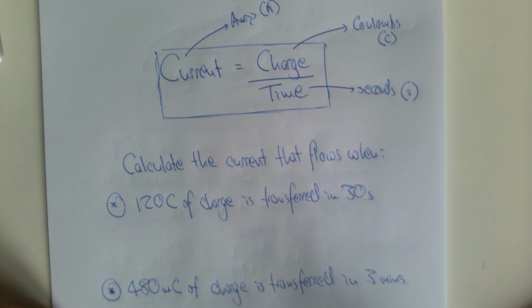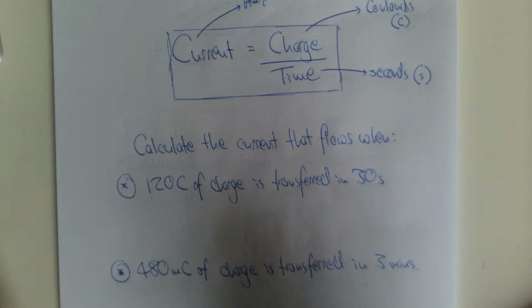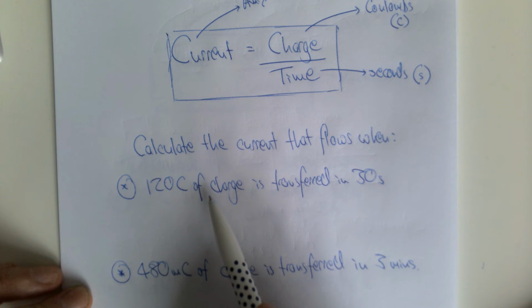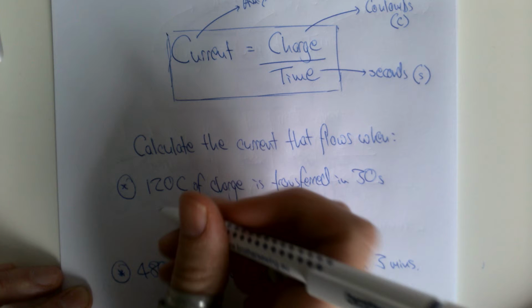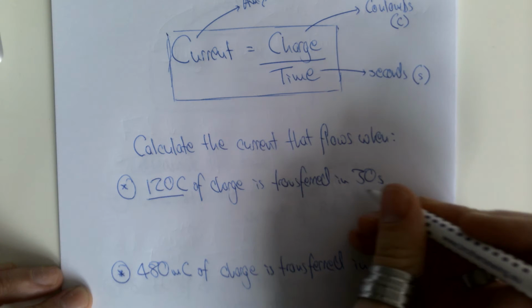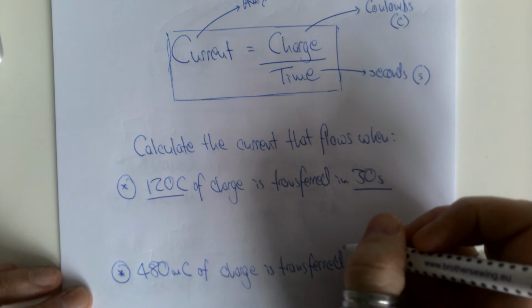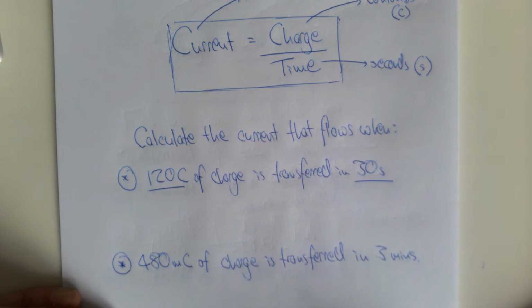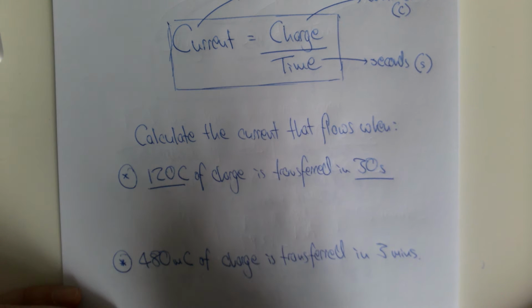So let's have a look at a couple of examples of how we use this. Calculate the current that flows when 120 coulombs of charge is transferred in 30 seconds. Now, we look at the question. Coulombs and seconds are the units that we want charge and time to be in. So we don't have to do any conversion of units.